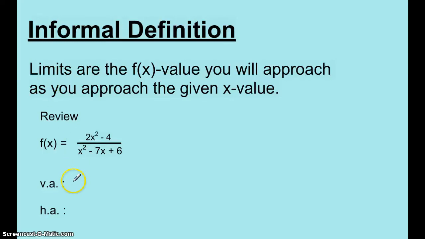Okay, the vertical asymptotes, as you've already figured out, x equals 1 and 6. The horizontal asymptote, y equals 2. Okay. Now to find limits, what we're going to do is we're going to approach a value and see what the given y value is.